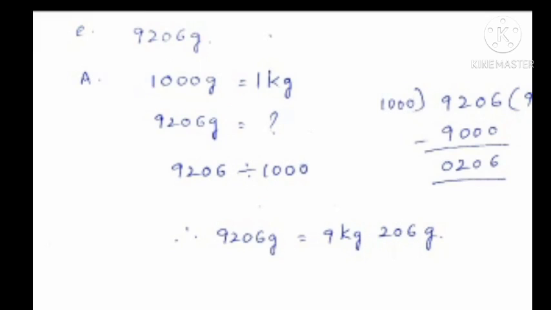1000 tens is how much, children? 10,000. Compared to 9,206, 10,000 is more, no children? So we'll go for 9 times. 1000 nines are 9,000. Next do the subtraction. 6 minus 0 is 6. 0 minus 0 is 0. 2 minus 0 is 2. 9 minus 9 is how much, children? 0. Whatever the coefficient comes, that coefficient we will write as kilogram. The remainder we will write as grams. Therefore, 9206 grams is equal to 9 kg 206 grams.